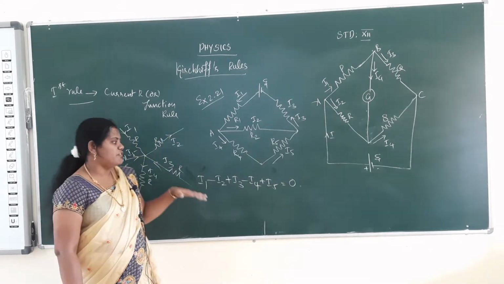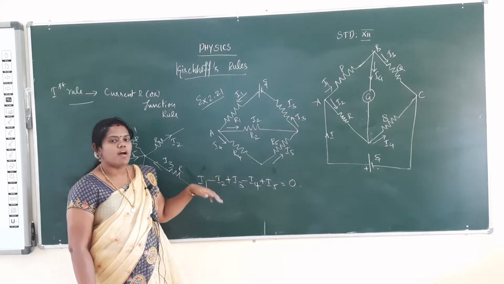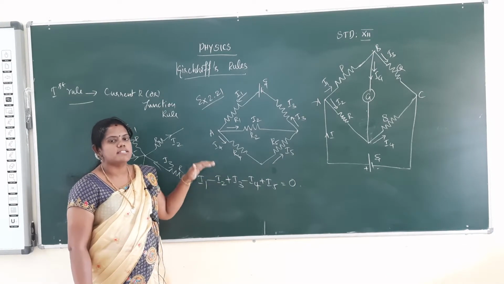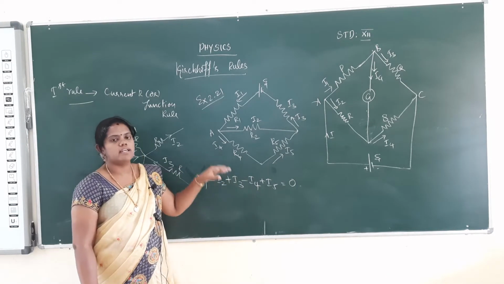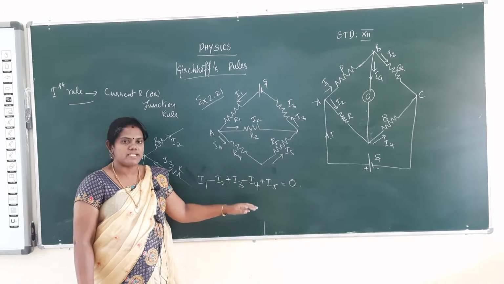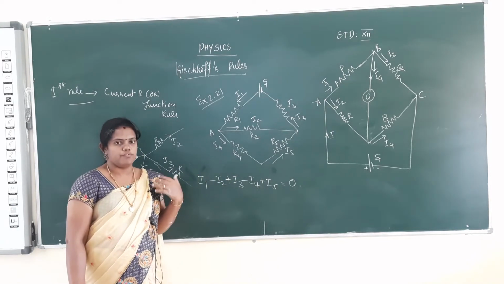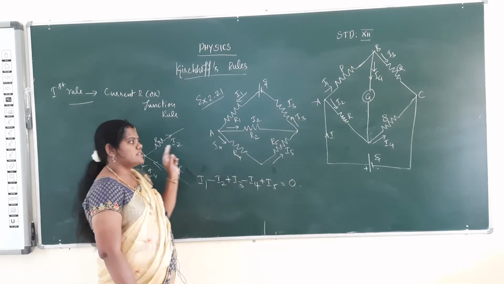Kirchhoff's first rule states that the sum of the currents at any junction in a circuit is equal to 0. The current entering the junction is taken as positive, and the current leaving the junction is taken as negative. This is the first rule.